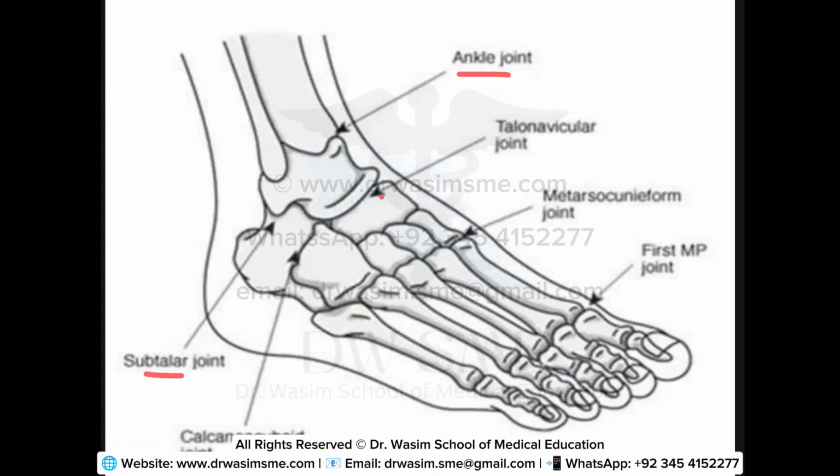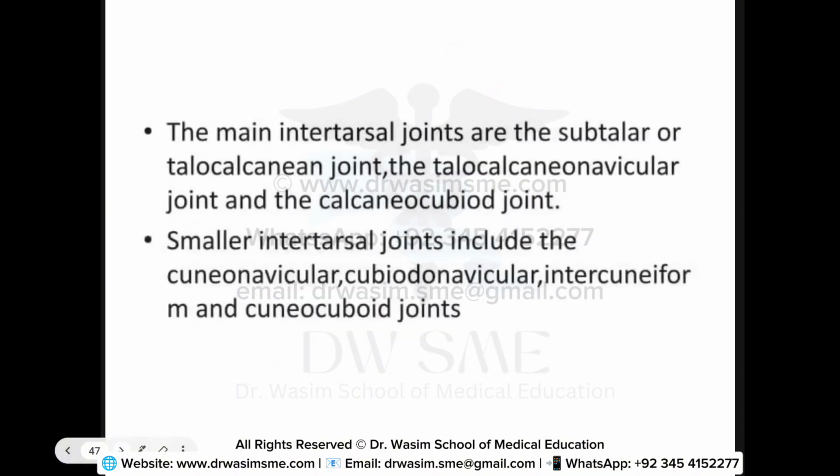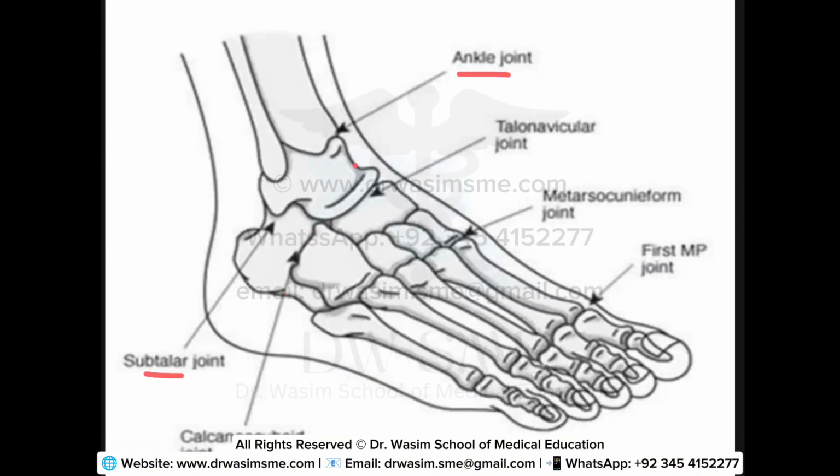We have the talonavicular, calcaneocuboidal, and all the rest of these joints. So the main intertarsal joints are the subtalar and talocalcaneal, while you just need to know the names of the rest, which will be very easy if you can remember the sequence of the bones.